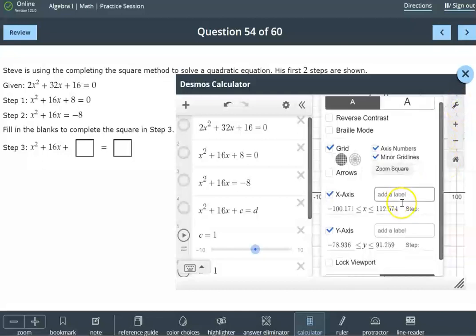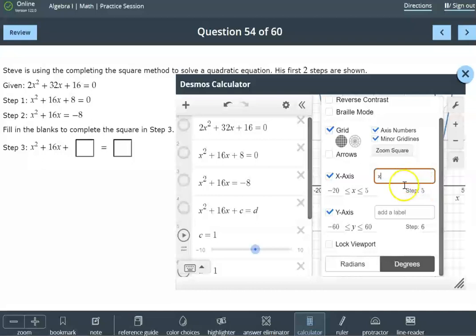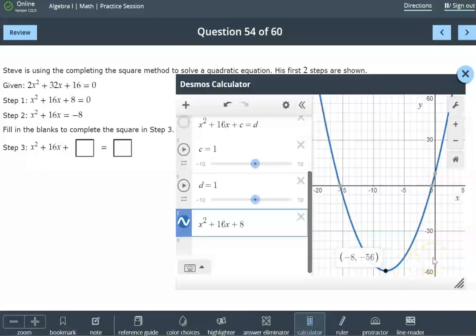I'm going to click on the graph settings, and I'm going to make this low number go below negative 56. Let's do negative 60 to 60. Why not? We'll count by 6. And then on the x's, I know that was at negative 15, I think, so I need to go past that. So let's do negative 20 to 5. We'll count by 5s. We'll label this with an x. We'll label this with a y. And let's look at it now. All right, so let's take a look. That looks pretty good. All right, there's the vertex.